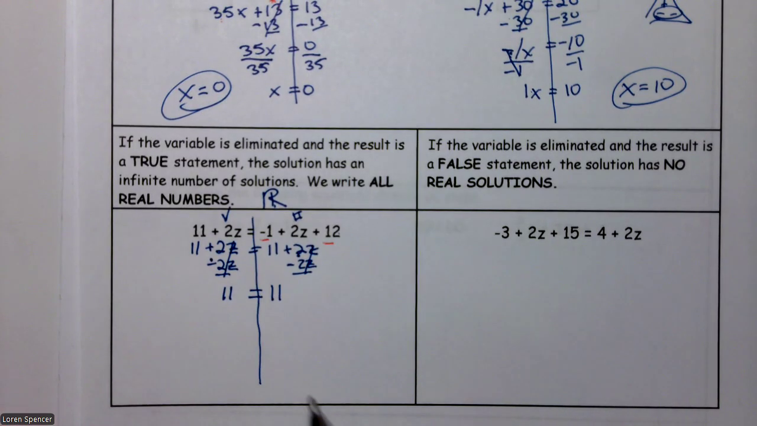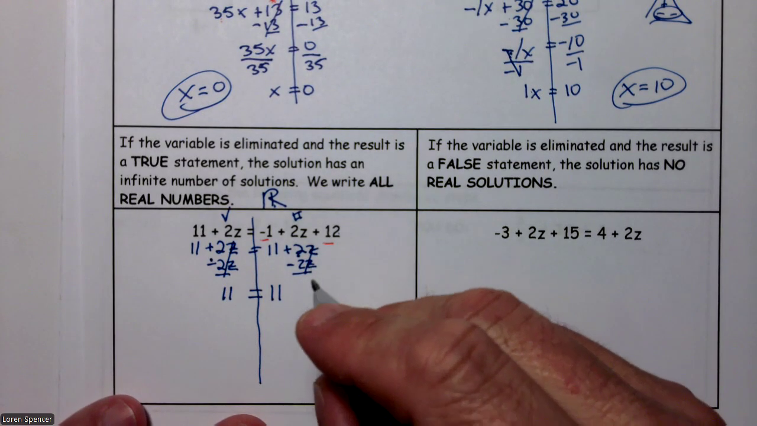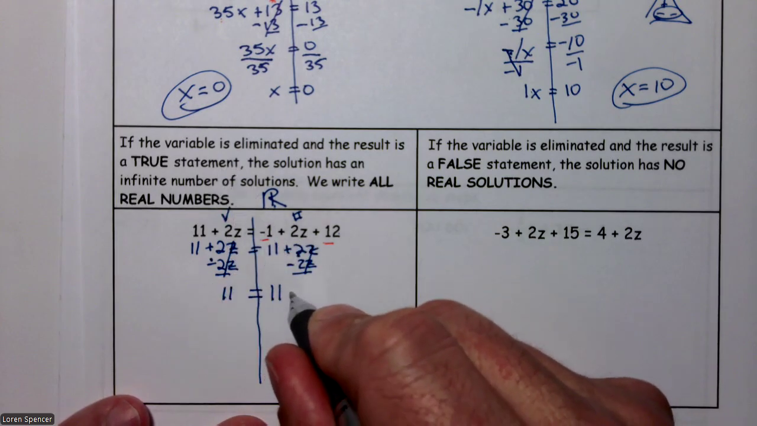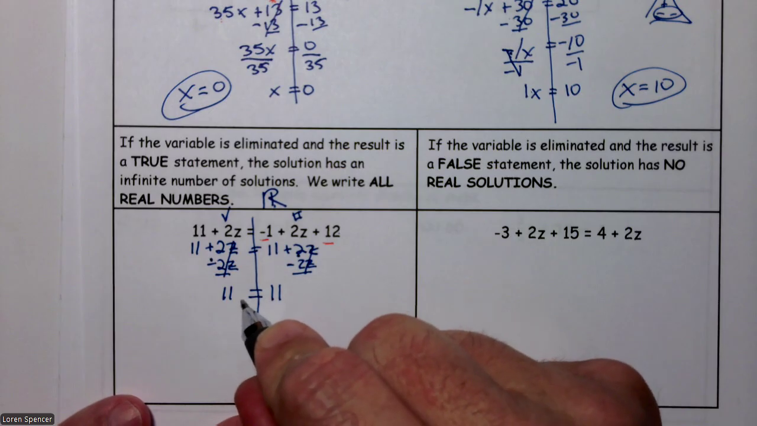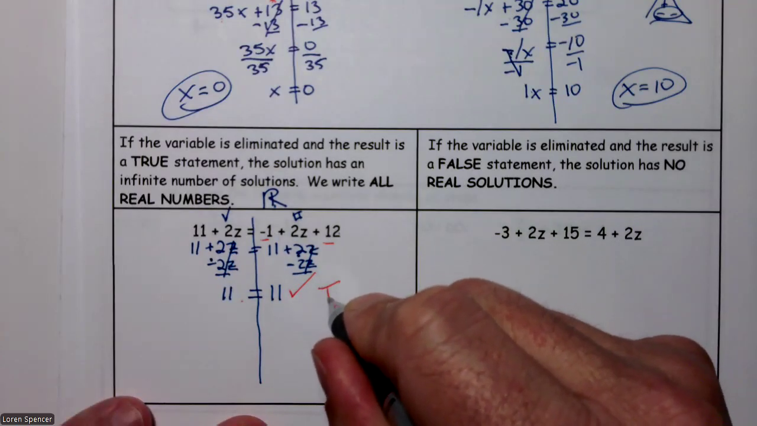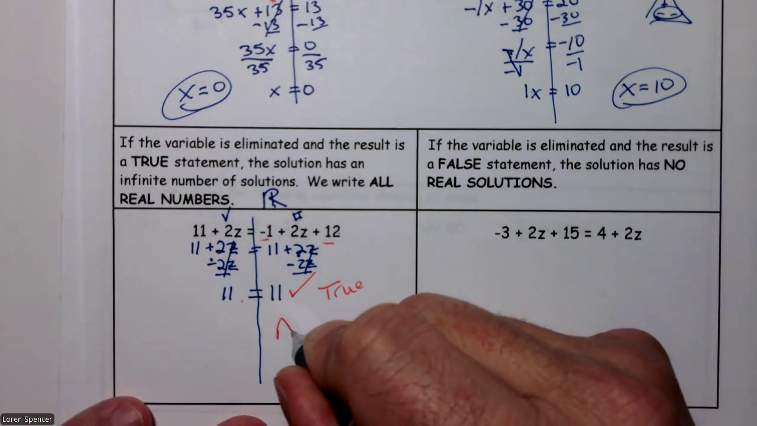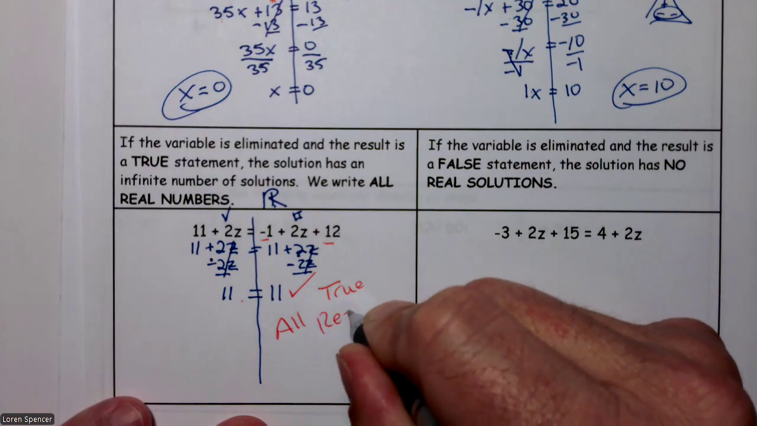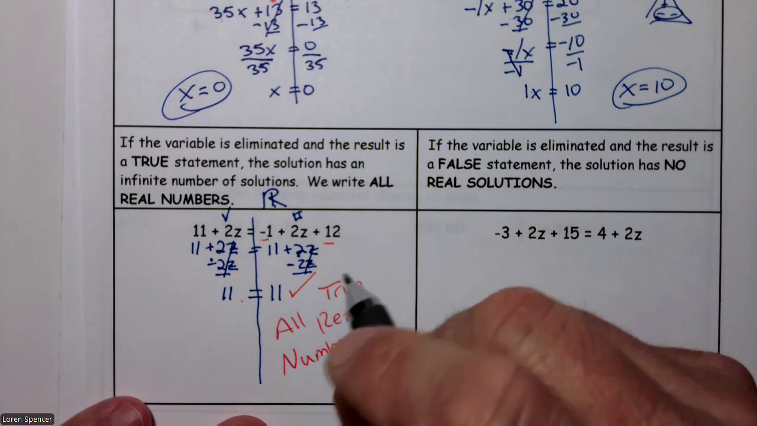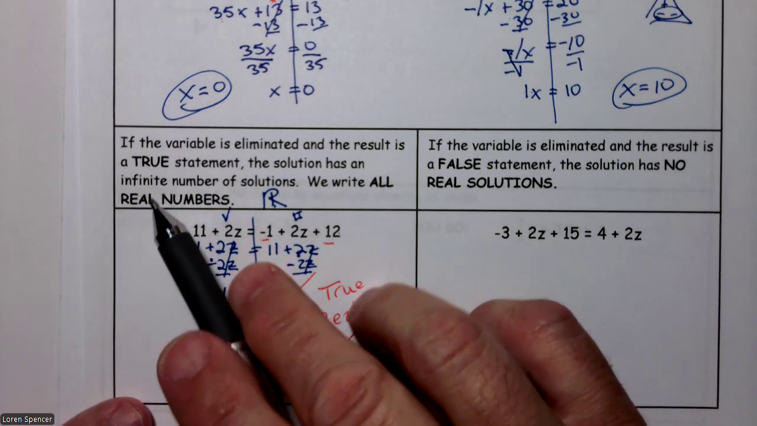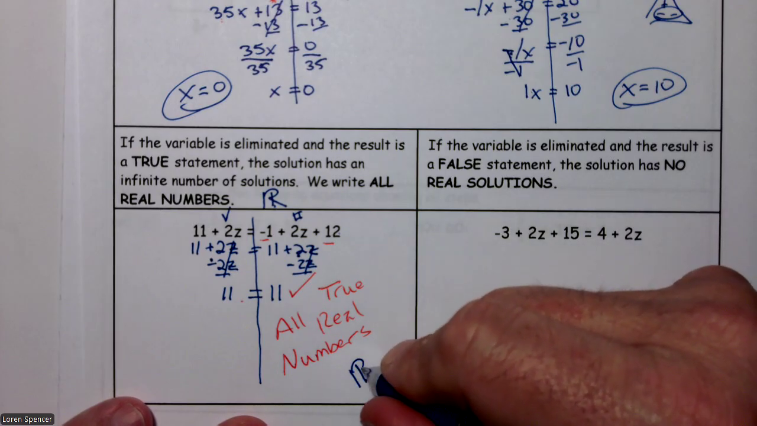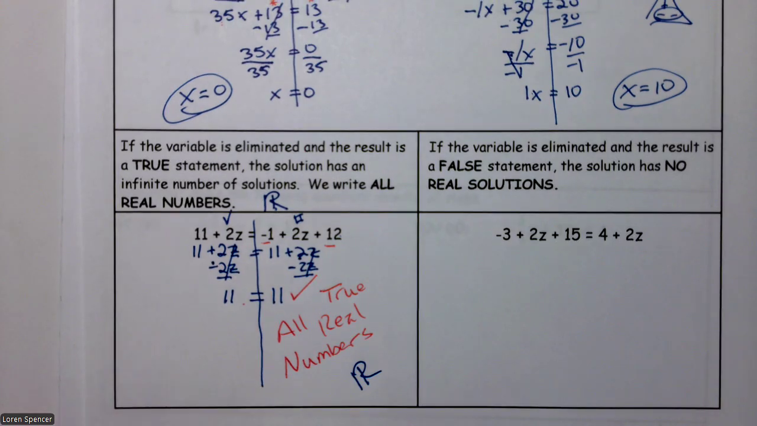Well, that's interesting. I'm missing a variable. So if there are no variables and it's a true statement, and if I have $11 and he has $11, that's equal. So that's a true statement. If it's true, then the answer is all real numbers. Or we could say that there are infinite solutions, or it could be really cool and make that symbol, the double bar R.